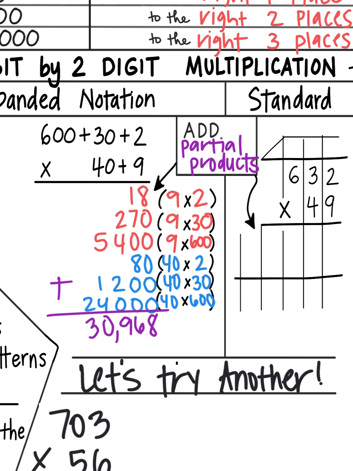We're going to do 9 times 2, which is 18. 9 times 3 is 27, plus the 1 that I carried. And then 9 times 6 is 54, plus the 2, 56.